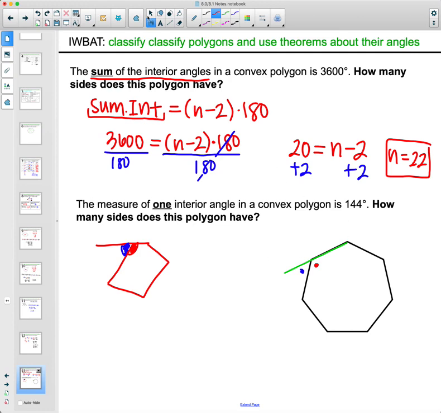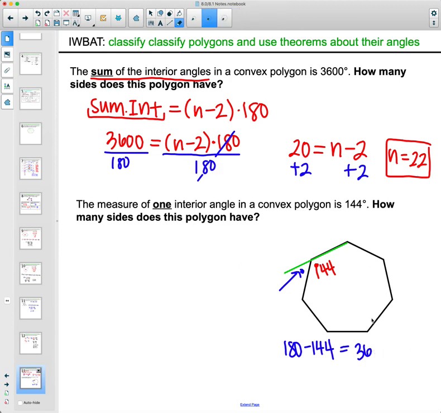They're a linear pair. So I don't like to think about the interior angle. I like to think about the exterior angle. So I'm going to write in this 144 here, but I'm actually going to also figure out this exterior angle. So if they're a linear pair, if they make 180, I'm going to do 180 minus 144, and that's going to give you 36. Whoops, not 360, 36 degrees for that exterior angle.